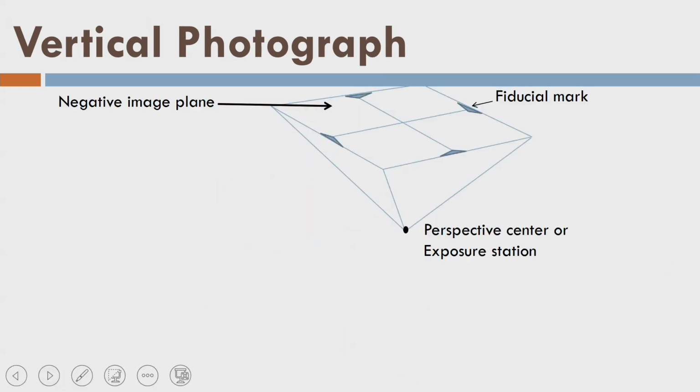Let us look deeply, more categorically, into the vertical photograph mechanism. That is my negative image plane, what I call, and this is my perspective center, or exposure station, this point.